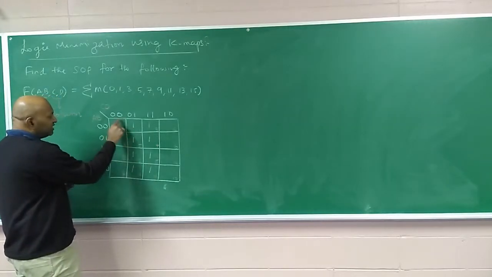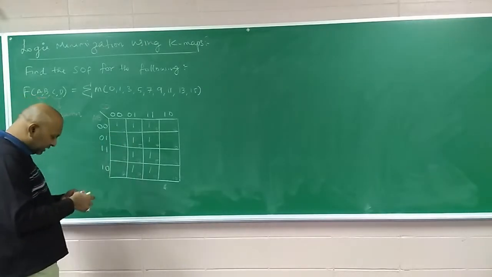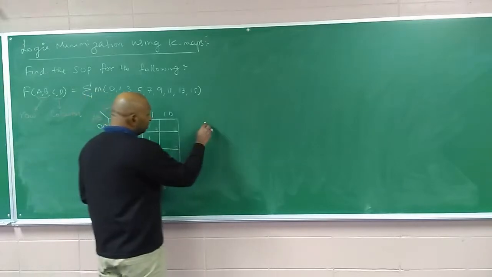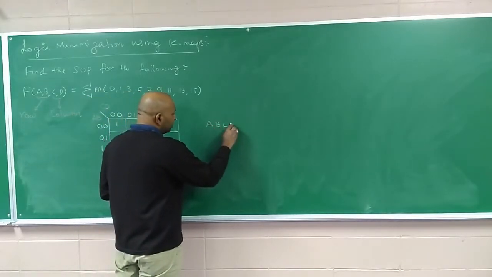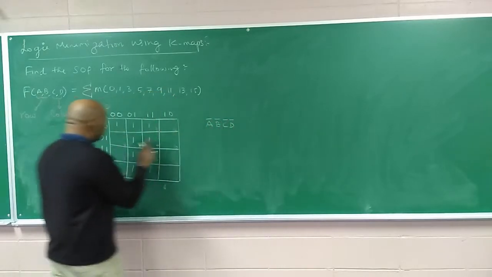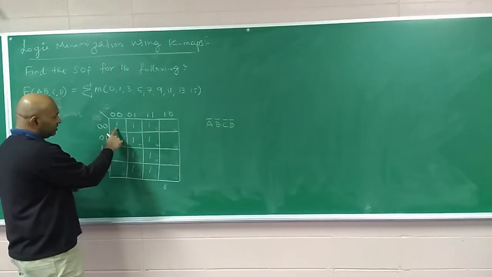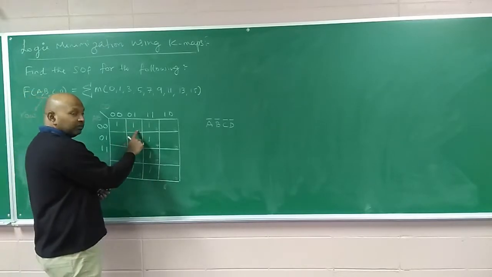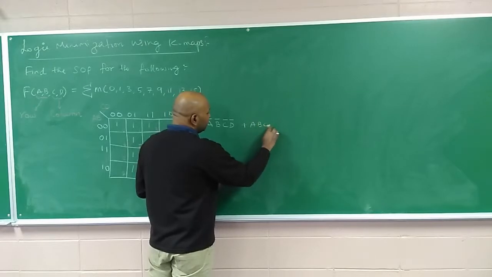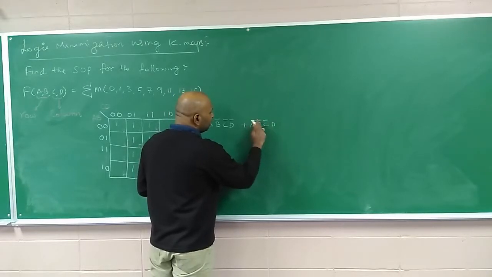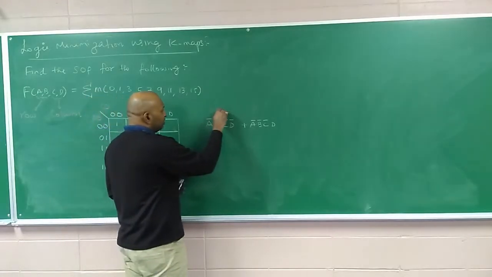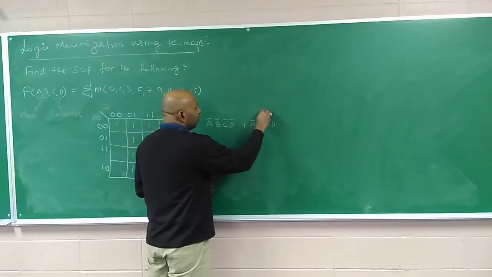So this position 0 means A, B, C, D are equal to 0, 0, 0, 0. So therefore, that's what that particular one here means. And this one here, value number 1, basically means A, B, C, and D equal to 1, because we are looking at 0, 0, 0, 0 and 0, 0, 0, 1.